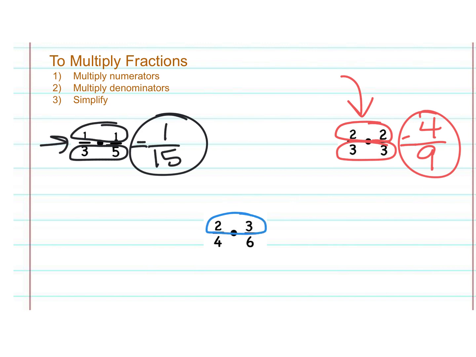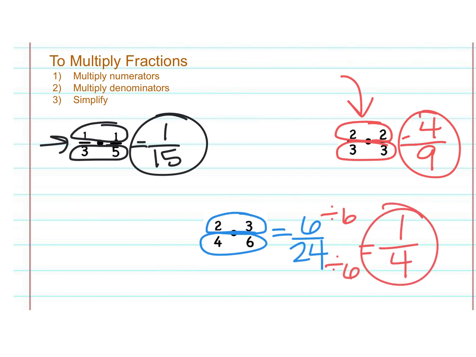So we're going to do 2 times 3 is 6. 4 times 6 is 24. And then simplify that. 6 and 24 can both be divided by 6. So 6 divided by 6 is 1. 24 divided by 6 is 4. So we would have 1/4.